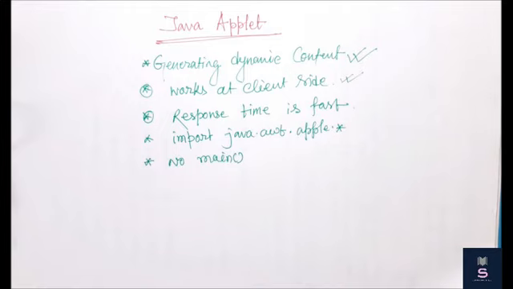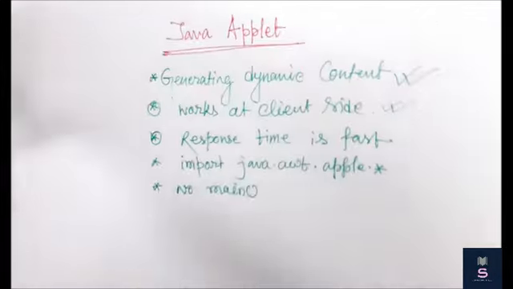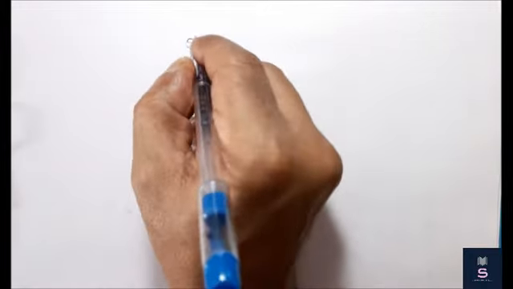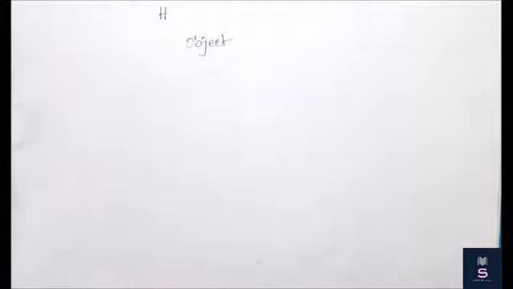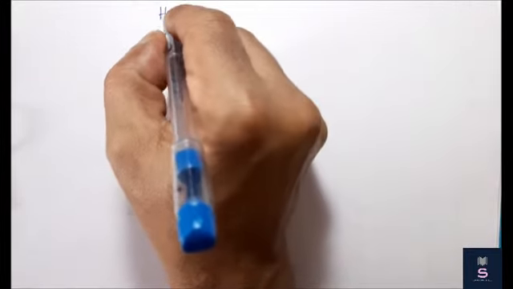Now come to the hierarchy, where the applet class is present. We already know that Object is the superclass of all Java classes, right? So if I write the hierarchy, first will be the Object class, and make a heading.